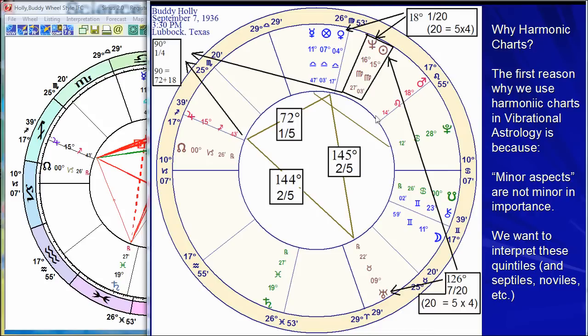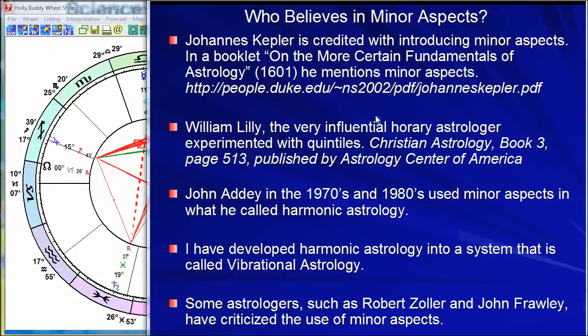So that's the reason we have a harmonic chart, and it does a lot more than that, which I'm going to introduce you to in a moment. But that's the first idea. So, before we go any further, let me talk about this idea of minor aspects. Because if you don't think minor aspects are important, then you're not interested in harmonic charts, at least not for the reason that I use them, which is to look at these so-called minor aspects.